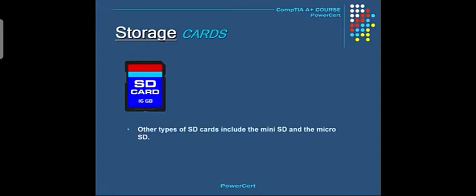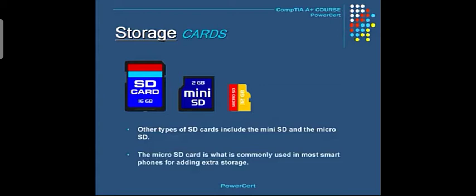Other types of SD cards include the mini SD and the micro SD. And you can see the comparison of the different sizes here. And while the standard SD card is used for storage in a lot of digital cameras, the micro SD card is what's commonly used in smartphones for adding extra storage.